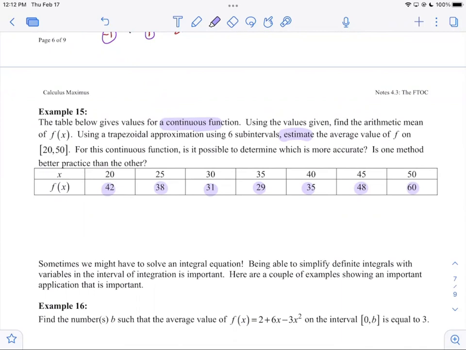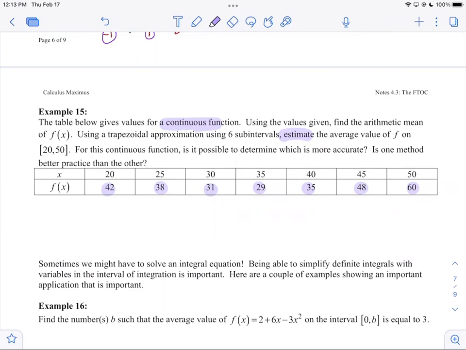So like if these were your grades in this class, 42, 38, 31, 29, 35, 48, 60, first of all, I'd ask you to come in tutorials more often, right? But I would find your average by dividing by 7. And that would be a good way to do it because your grades in this class don't come from a continuous function. They are discrete data points.